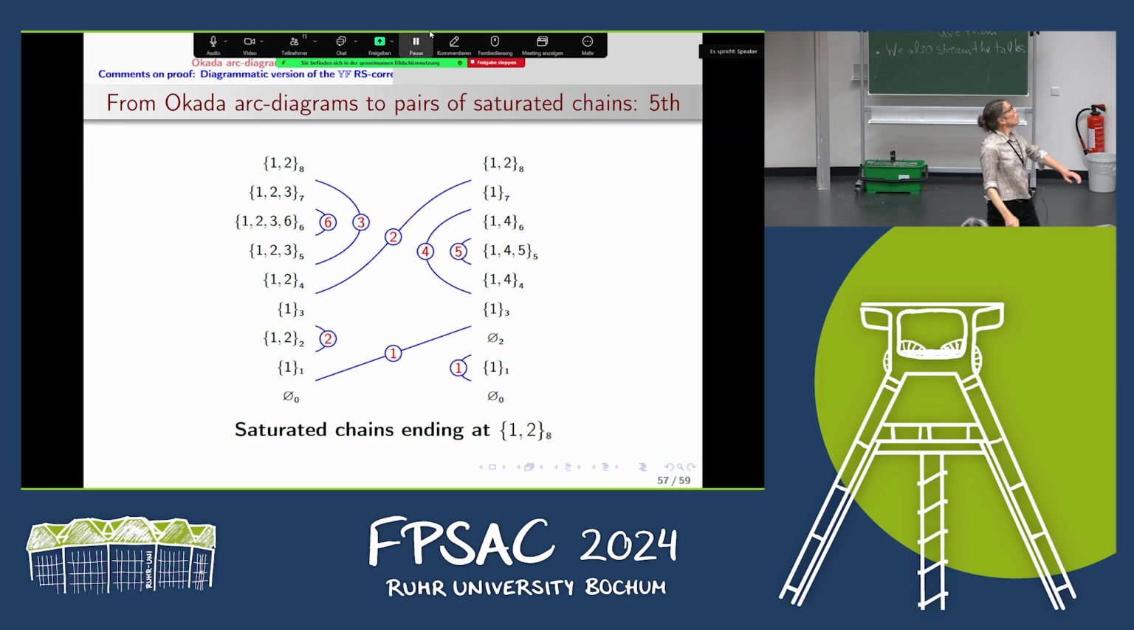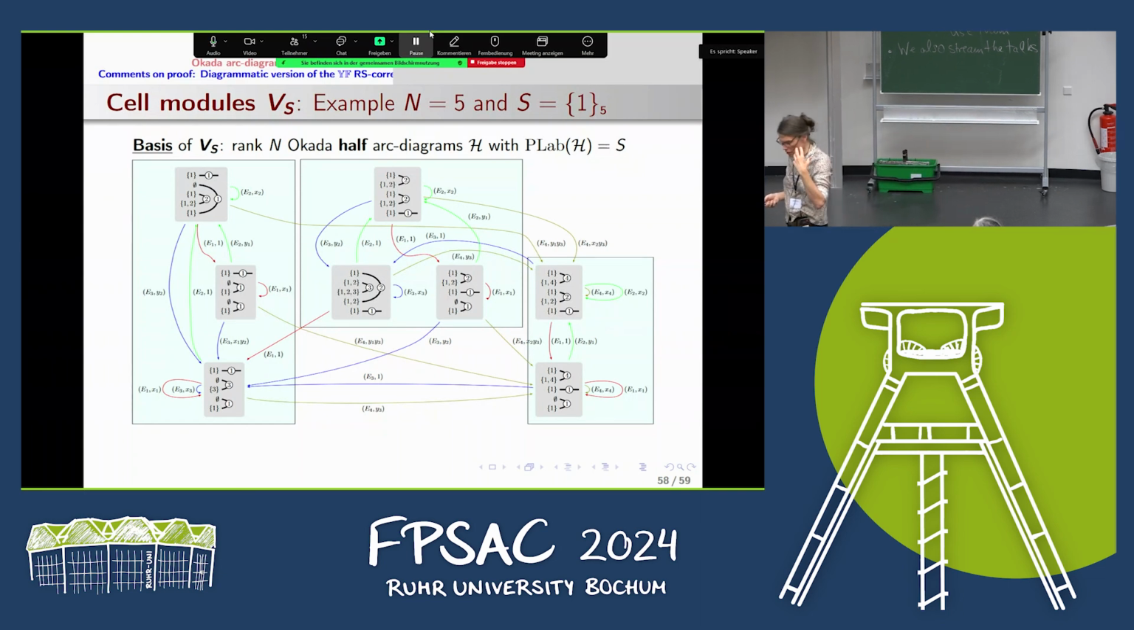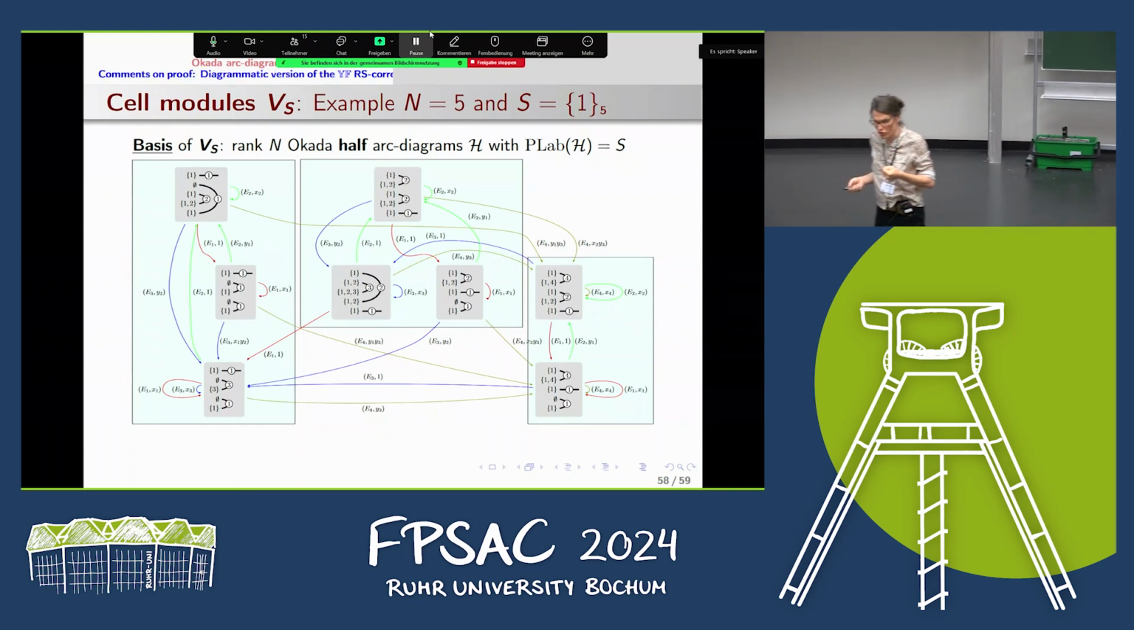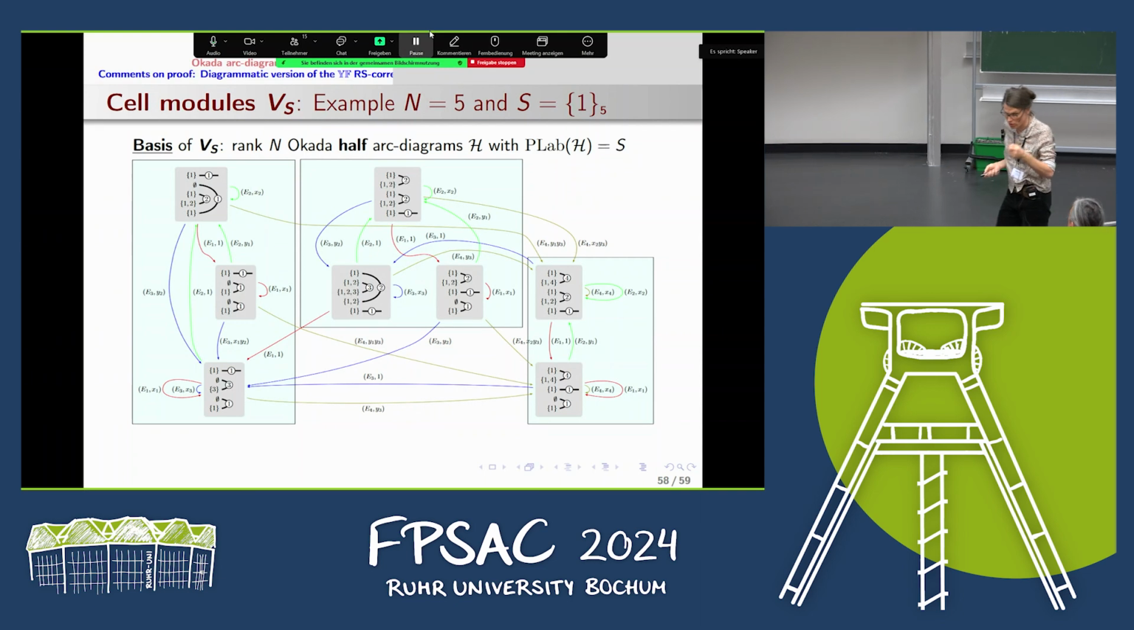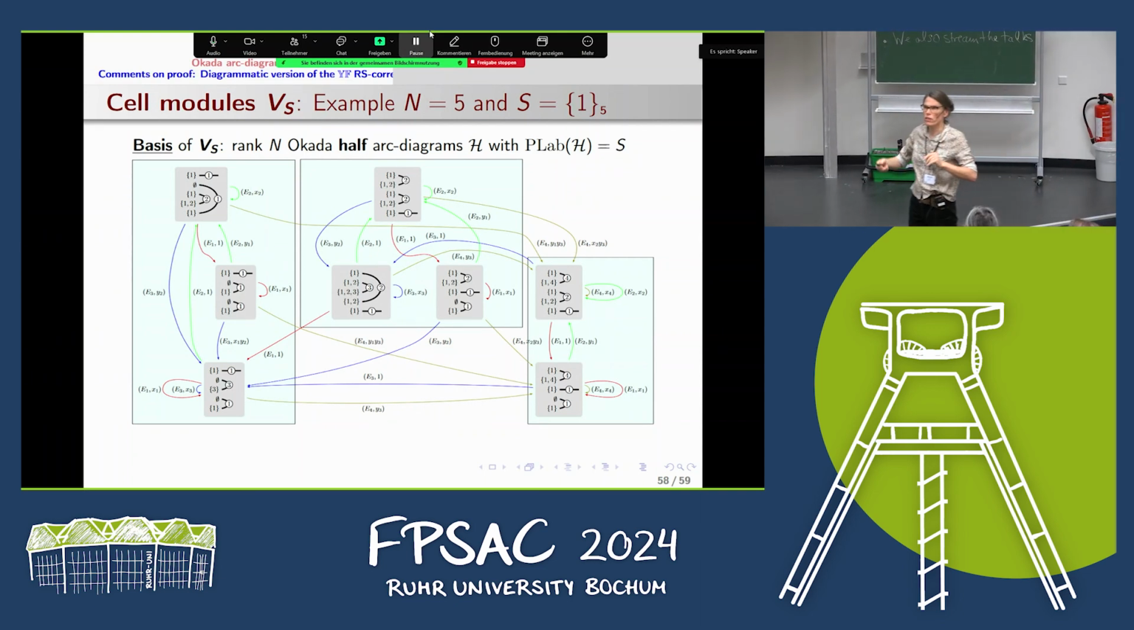So let me say a few things to end. With this, we can do a lot now with this diagrammatic way of seeing the Okada algebra. For example, having this diagrammatic setup allows us to revision or reinterpret, give a different model for the irreducible representations of the Okada algebra. So the so-called cellular description of the representations.